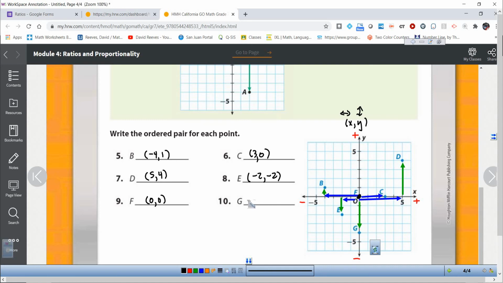And finally, G. Now notice G, there is no blue arrow. I didn't go over at all. So the first one is 0, but I did go down 1, 2, 3, 4. All right? So that's how you do ordered pairs.